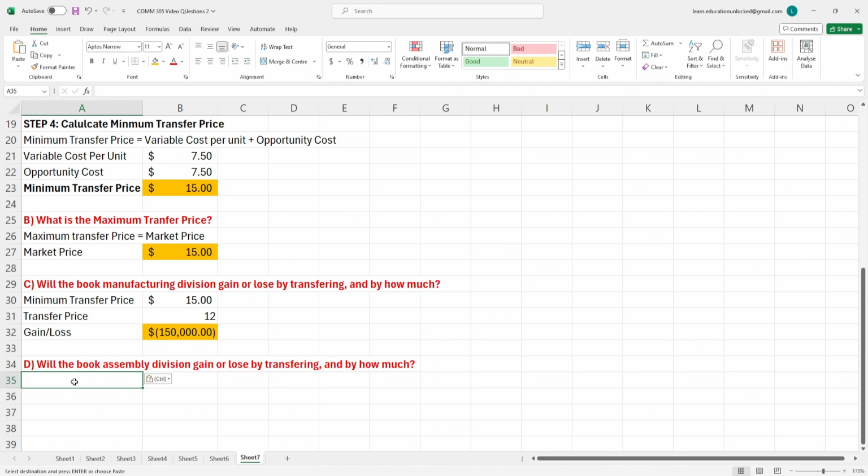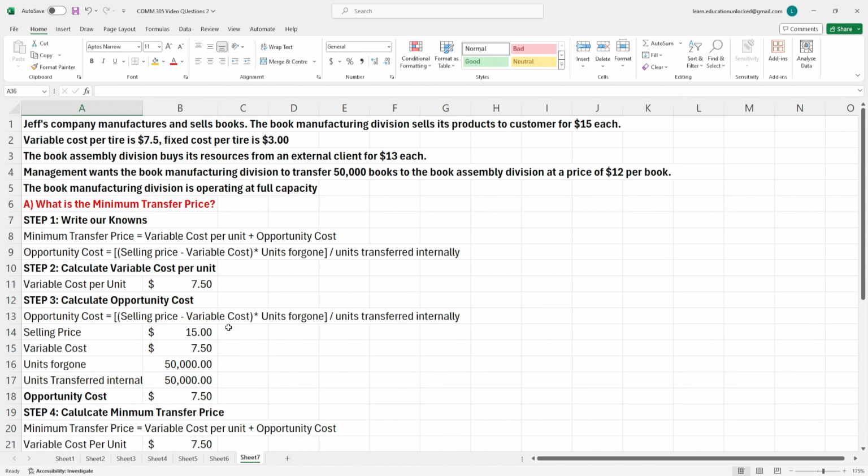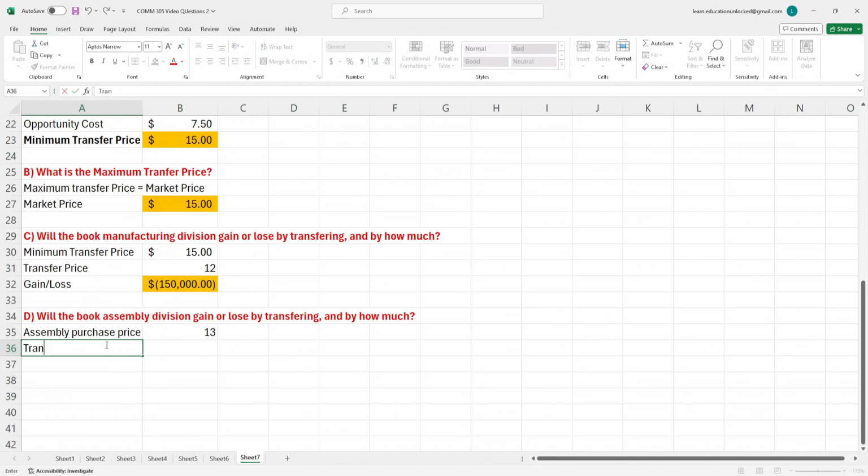And then for D, will the book assembly division gain or lose by transferring, and by how much? For this one, we look at the assembly purchase price. So how much are they purchasing the product for? This says it right here: it buys its resources from an external client for $13 each, and our transfer price is $12. So you can see that they're purchasing the books for $12 instead of $13, so we should receive a gain for this division.